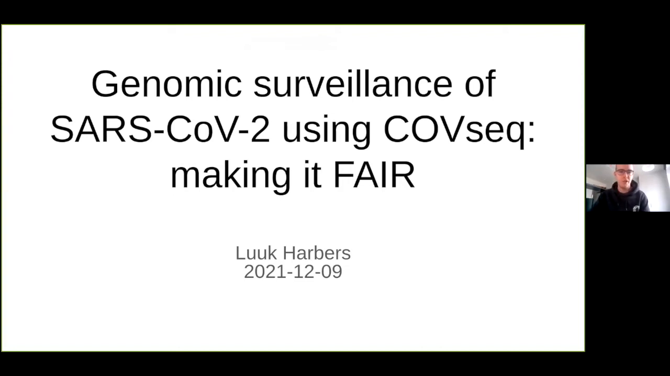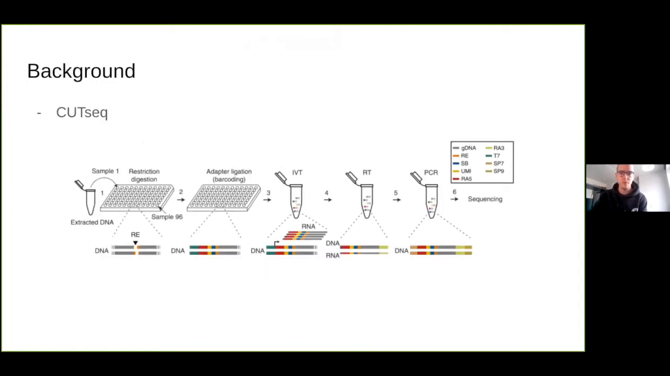So normally we don't do any research on viruses or anything. We mostly do cancer genomics. So briefly, one slide of background. For the purpose of cancer genomics, we developed a method called COVseq, which is a method for high throughput sequencing of multiple, for instance, cancer samples in parallel.